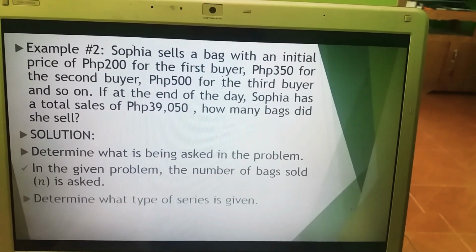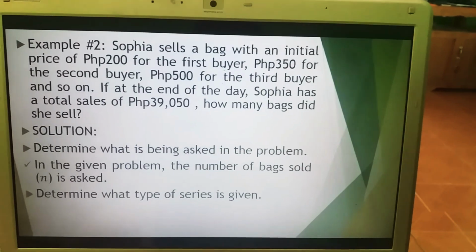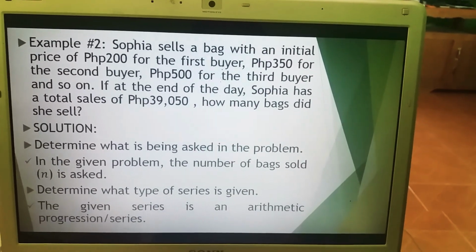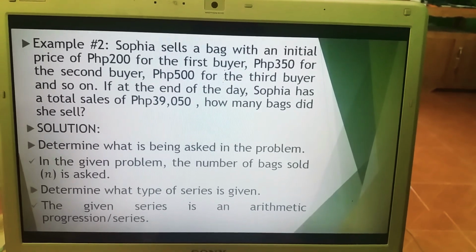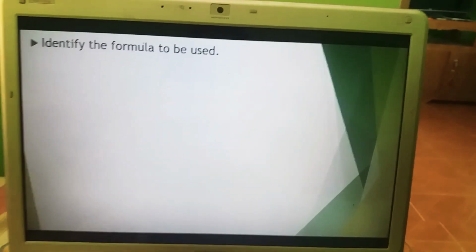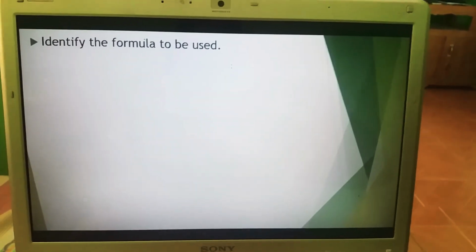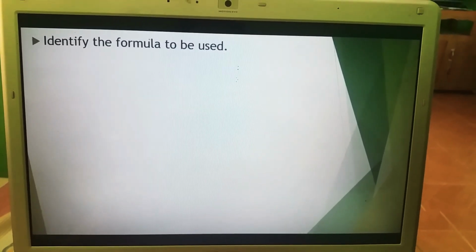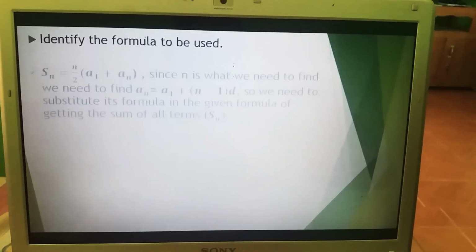Okay? Determine what type of series is given. The given series is an arithmetic progression or series. Okay. Identify the formula to be used. So, how are we going to solve the problem? Of course, by the use of our formula.